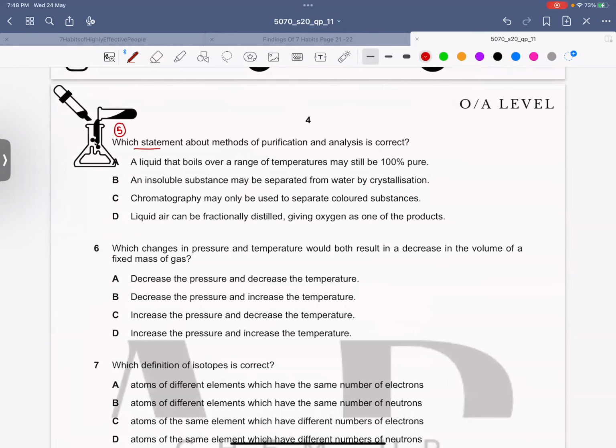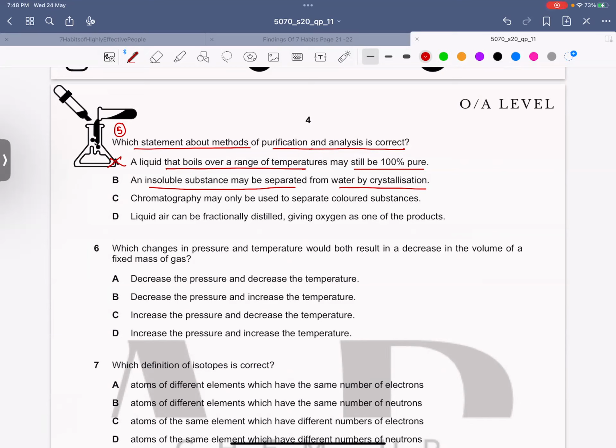Now, question number 5. Which statement about the methods of purification and analysis is correct? A: A liquid that boils over a range of temperature may still be pure. No, we know that if it's a pure substance, then it boils or melts at a fixed temperature, not over a range. B: An insoluble substance may be separated from water by crystallization. Is this true?